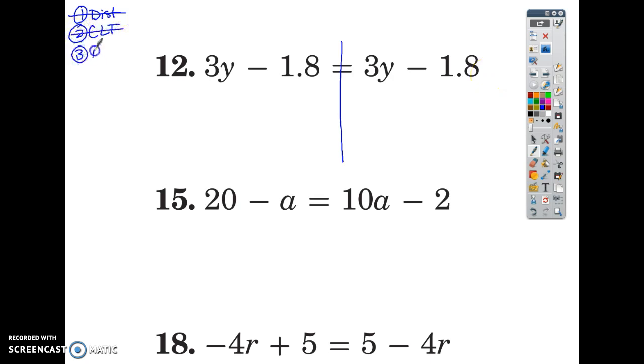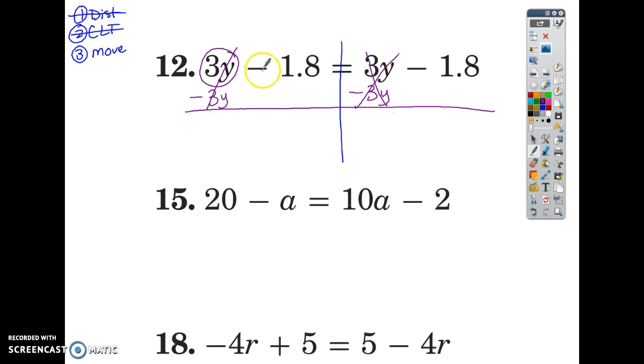Step 3, move the smallest variable. Which one's the smallest variable? They're both the same. This is a 3y, this is a 3y, so it doesn't matter which one you move. I'm going to move this one, minus 3y, minus 3y. This one cancels, and this one gives you what? 0y. That means it also cancels. They both cancel. So what do you have left over? Bring down the negative 1.8 equals negative 1.8.